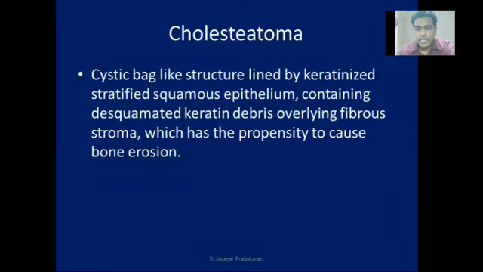Just for completion's sake, we'll see what cholesteatoma is. This is often confused, and most of the books do not give a proper definition. So you can note this definition. It is a cystic bag-like structure, lined by keratinized stratified squamous epithelium. It contains desquamated keratin debris overlying a fibrous stroma. It has a propensity to cause bone erosion because of its pressure effects and also the enzymes that it secretes.